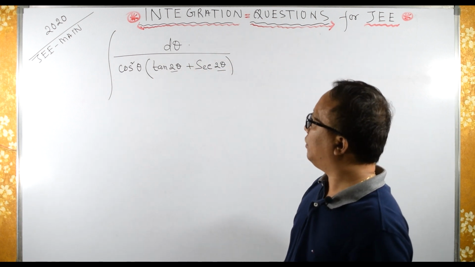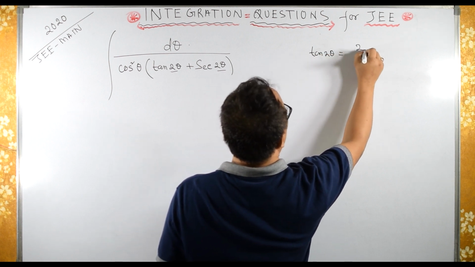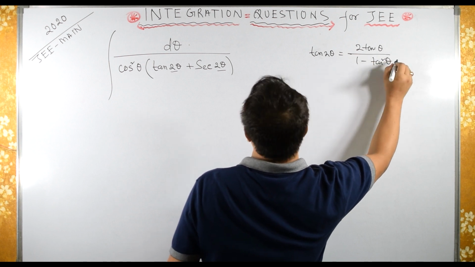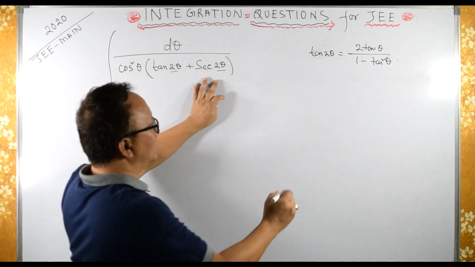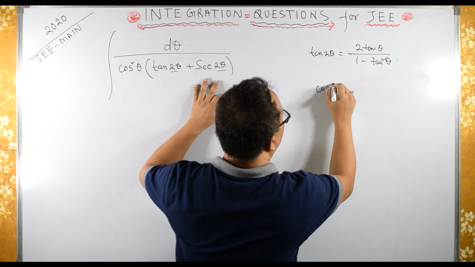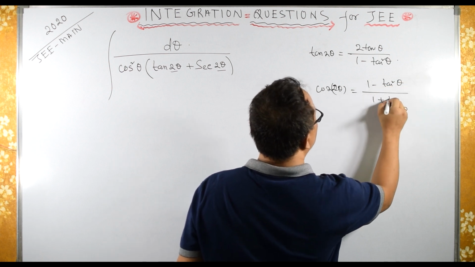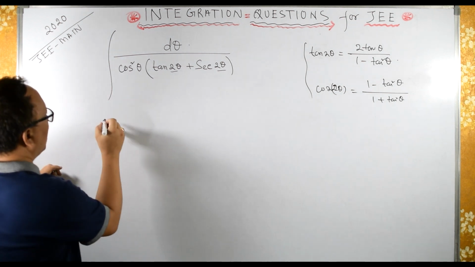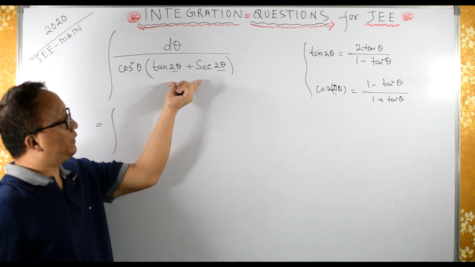So what is the formula of tan 2 theta? Tan of 2 theta equals 2 tan theta upon 1 minus tan square theta. And similarly, sec 2 theta is the same as 1 by cos 2 theta, so we have cos of 2 theta equals 1 minus tan square theta upon 1 plus tan square theta. Okay, let's use this formula over here.